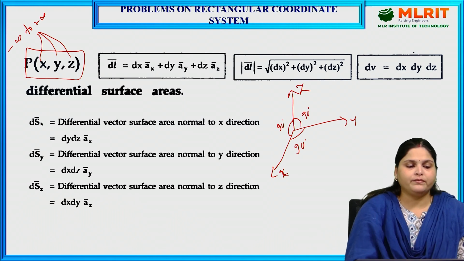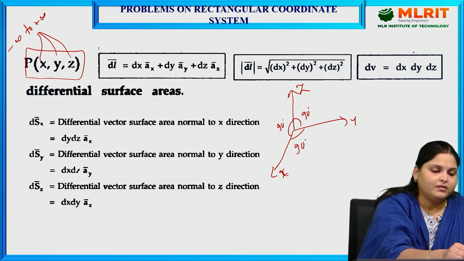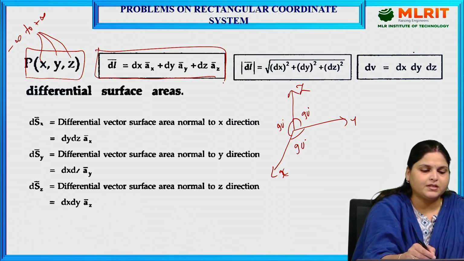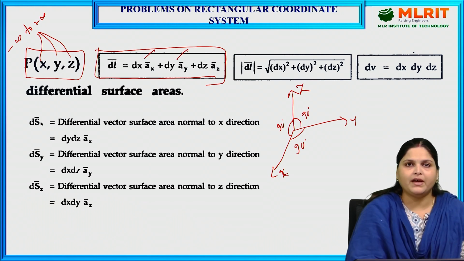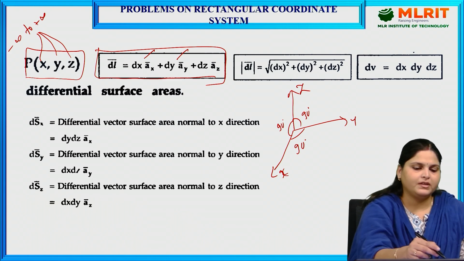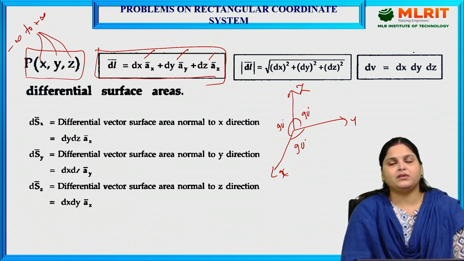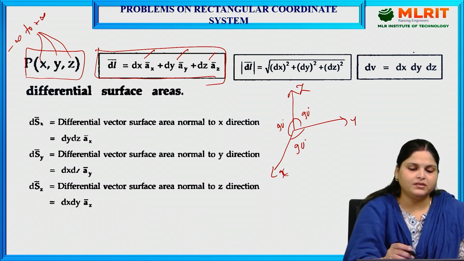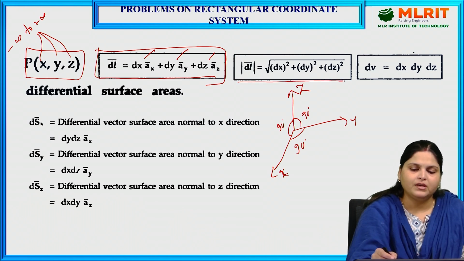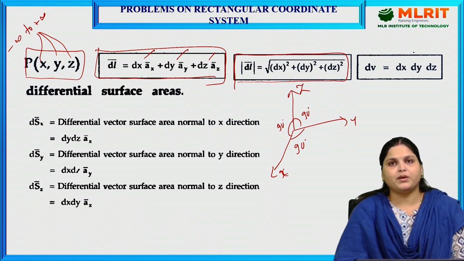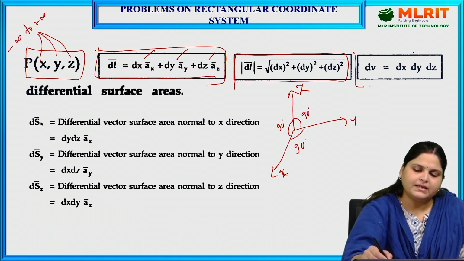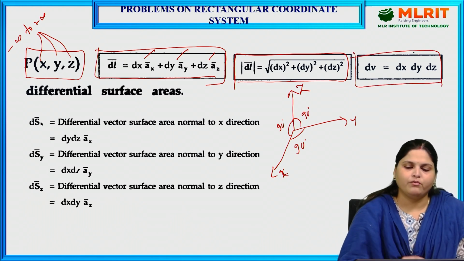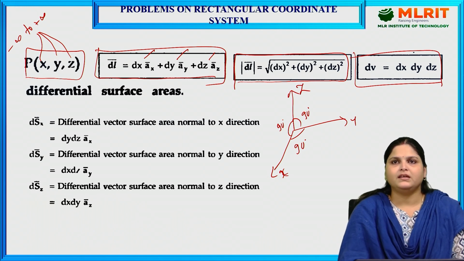Now if we talk about the vector differential length for the Cartesian coordinate system, it will be dl equals dx ax plus dy ay plus dz az. Here we can also find the magnitude of the differential length. It will be the square root of dx square plus dy square plus dz square. Now this is the differential volume. It can be written as dx into dy into dz.